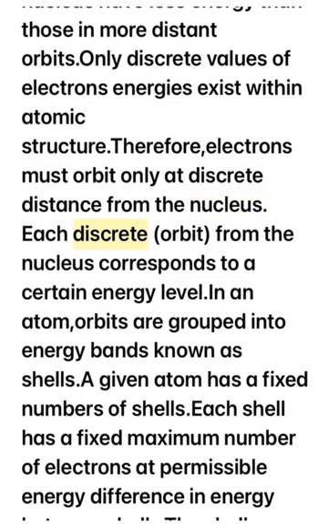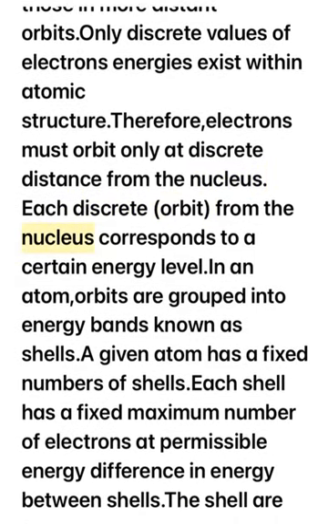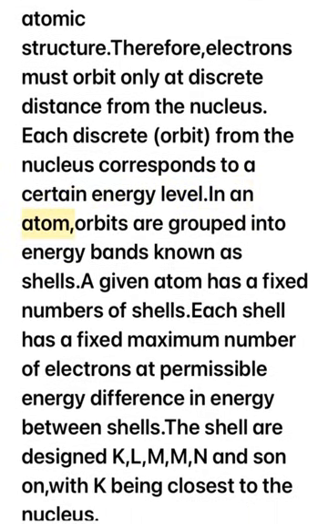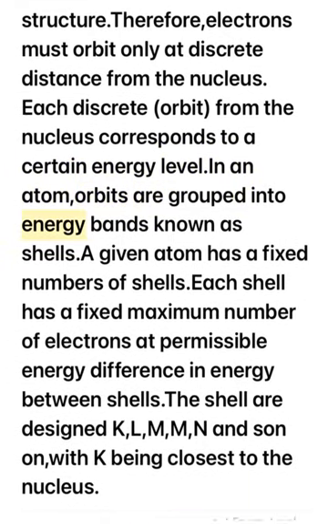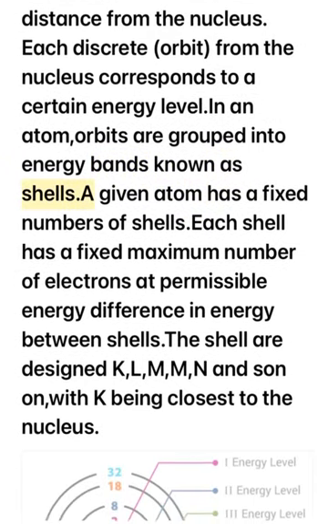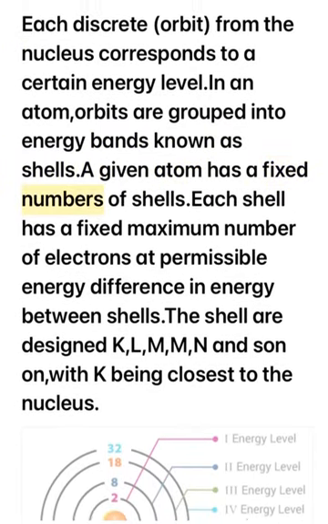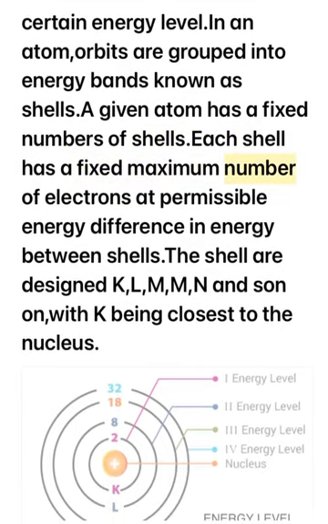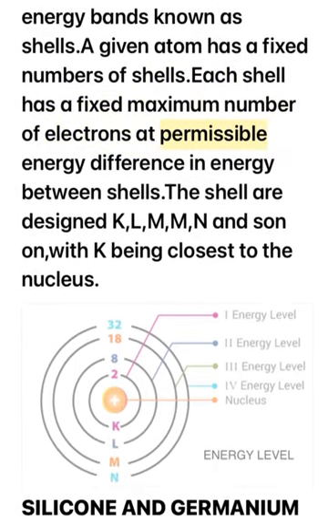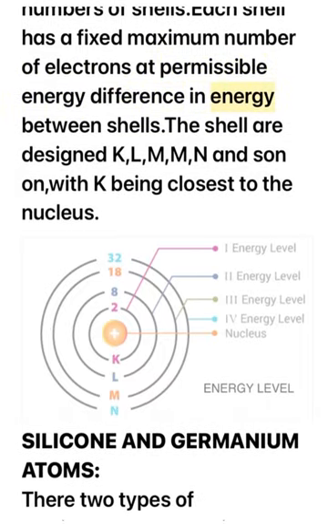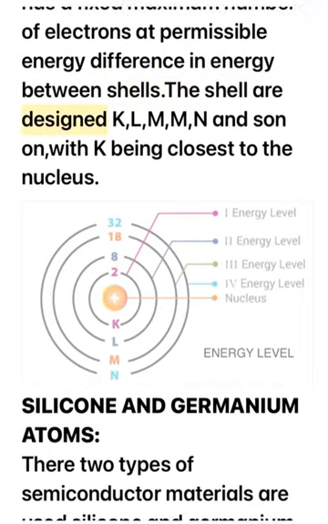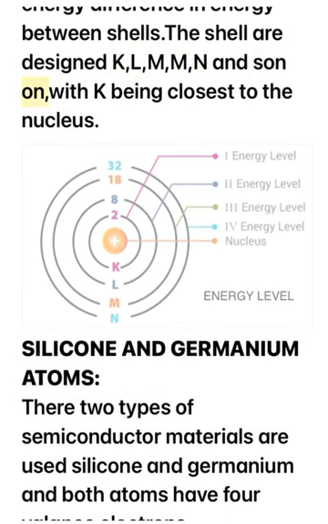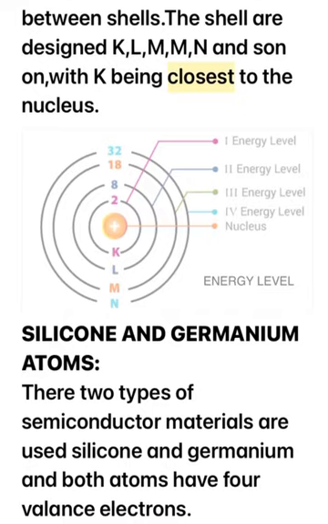Each discrete orbit from the nucleus corresponds to a certain energy level in an atom. Orbits are grouped into energy bands known as shells. A given atom has a fixed number of shells. Each shell has a fixed maximum number of electrons at permissible energy. Difference in energy between shells. The shells are designated K, L, M, N and so on, with K being closest to the nucleus.